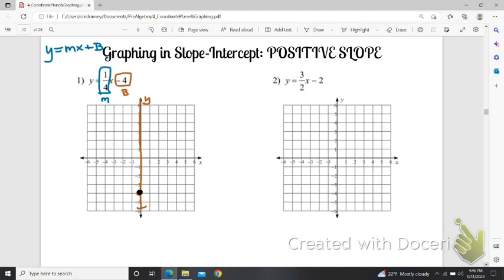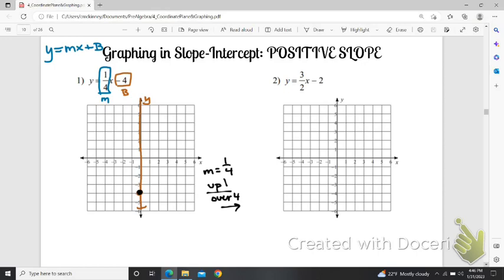And then I move to another point using the slope. Since the slope in this case is 1/4, and that is the rise over the run, we're going to go up 1 and over 4. And that 4 is positive, so for the over, where are the positives on the x? They go to the right. So from the point that we just graphed, from the b, I'm going to go up 1. That puts me here at -3.